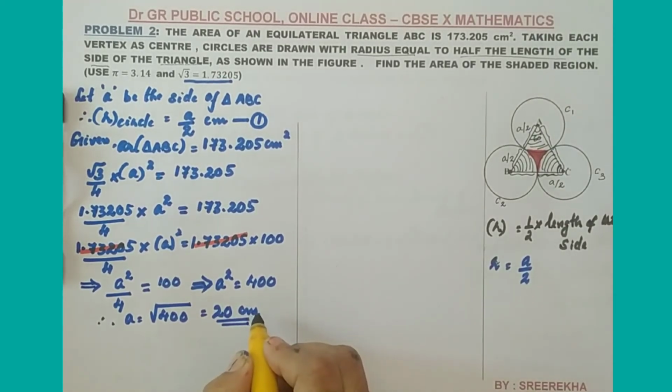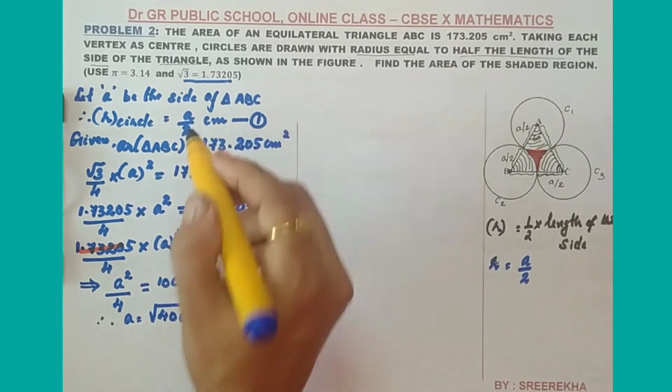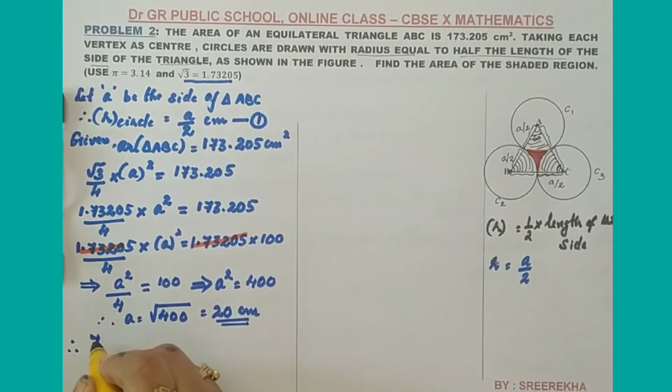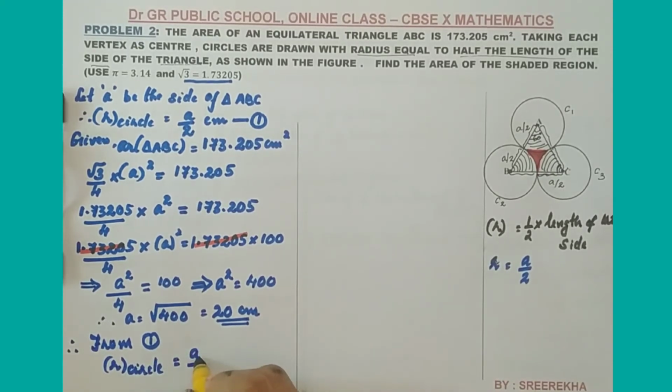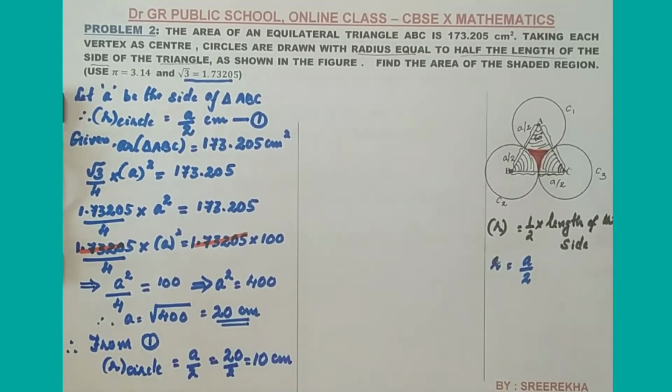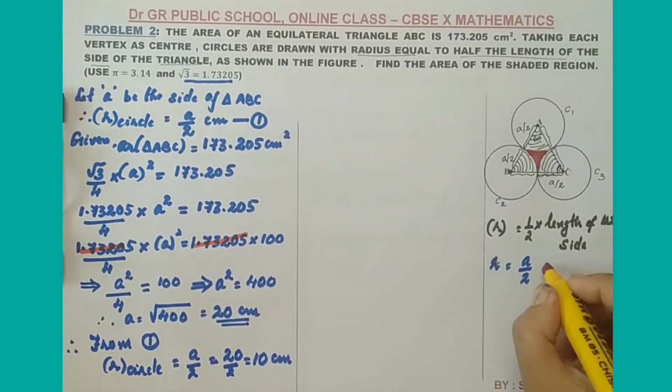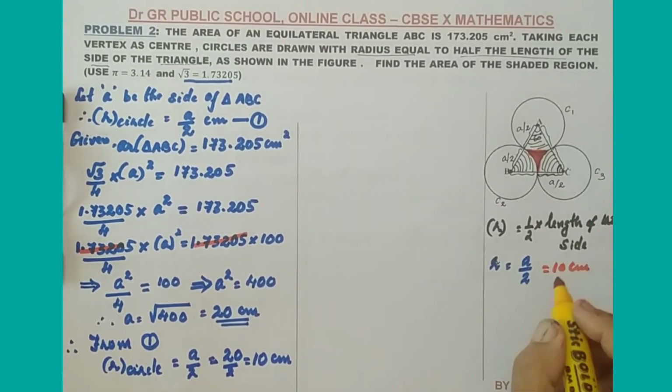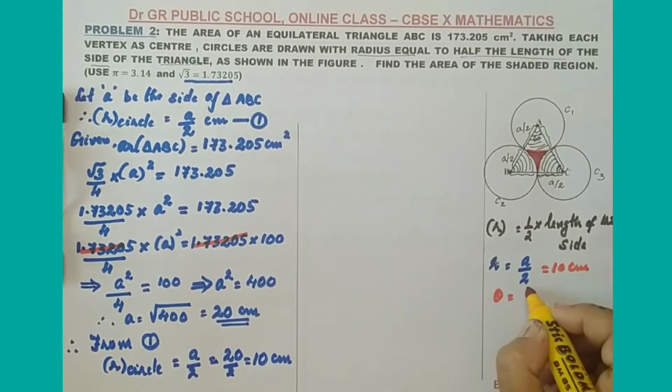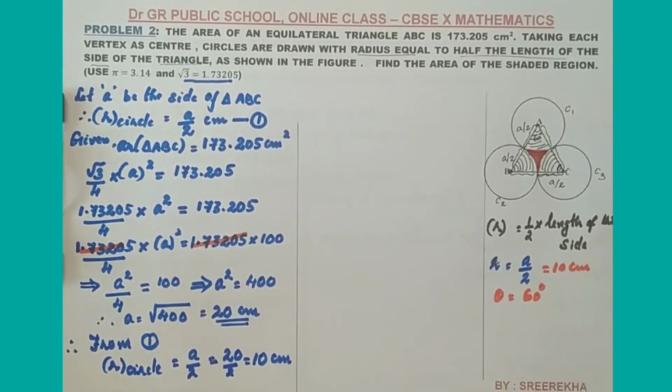A equals 20 means that the radius of the circle is a by 2. Therefore, from equation 1, we have the radius of the circle r equals a by 2. What is the value of a? A equals 20, so r equals 20 by 2 equals 10 centimeter. The radius of the circle obtained is 10 centimeter. As the triangle is an equilateral triangle, the angle theta is 60 degrees. Here radius equals 10 centimeter.